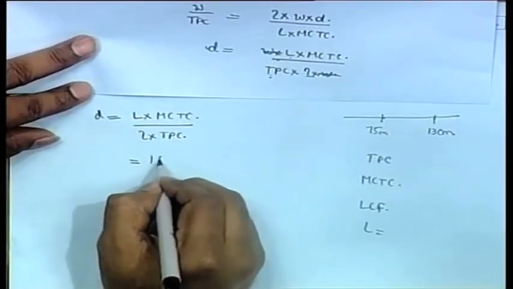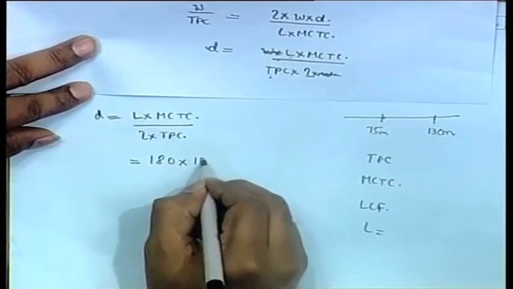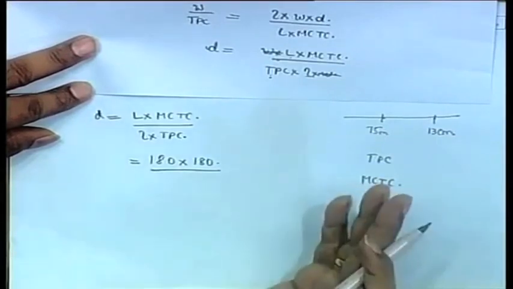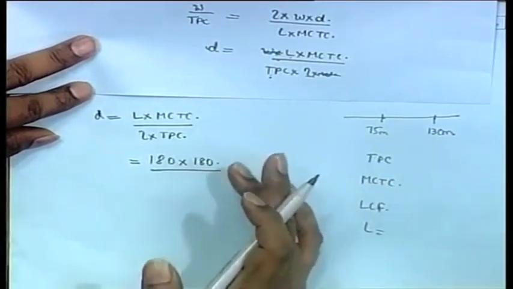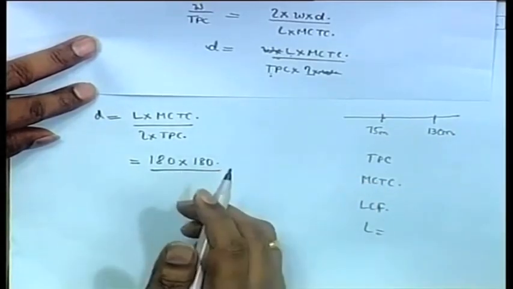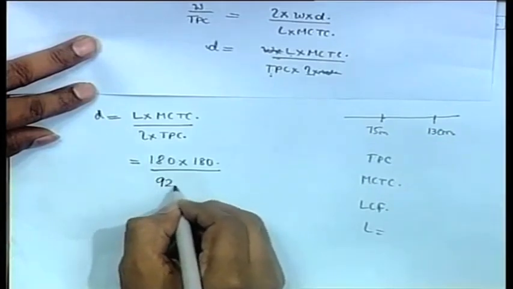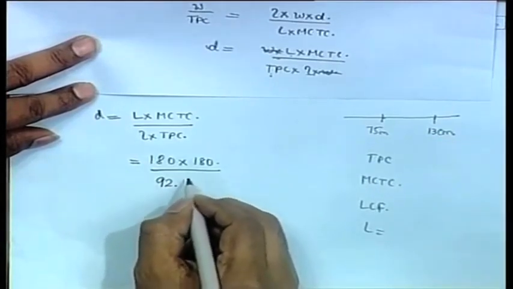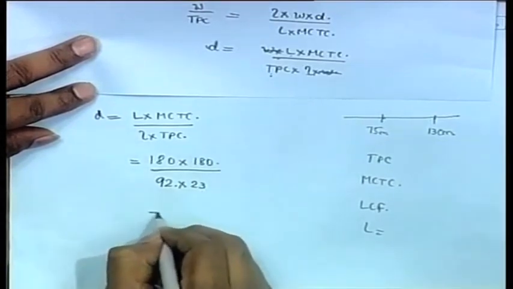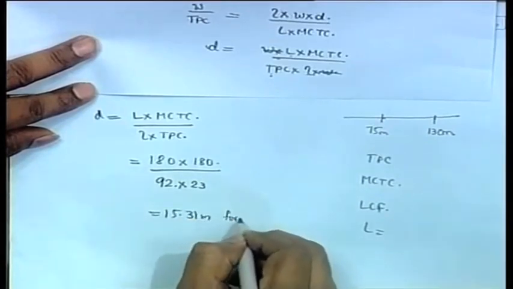Now, 180 is your length of the ship, MCTC is again given as 180. The only problem here is to know exactly what each of these, small l, capital L, small w, d, etc. is. Everything you should know. You are told that the LCF is at a distance of 92 meters forward of AP and TPC is given to be 23 tons per centimeter. So, this will give you 15.31 meters forward of AP.